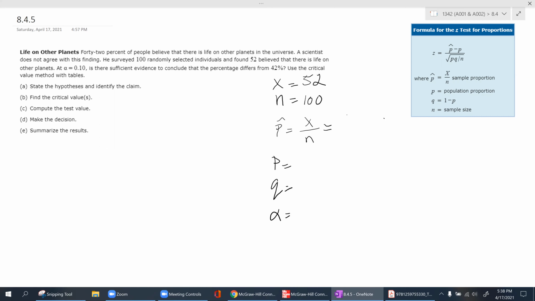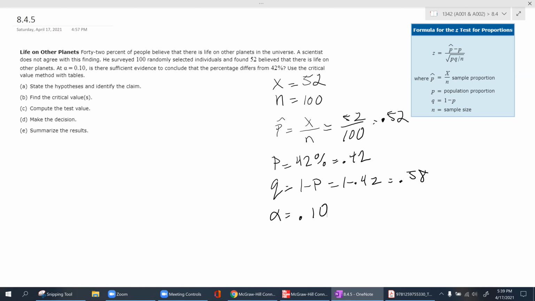So my p hat would be what? 52 over 100. What do you think that's going to give you? The proportion is the percentage that was given to me, which is 42%, but we said we don't like dealing with percentages. We're going to use 0.42, and this is very important, especially when we're using our hypothesis testing for part A. Q is just 1 minus P, which is 1 minus 0.42, which gives me 0.58. The alpha I'm using is 0.10.